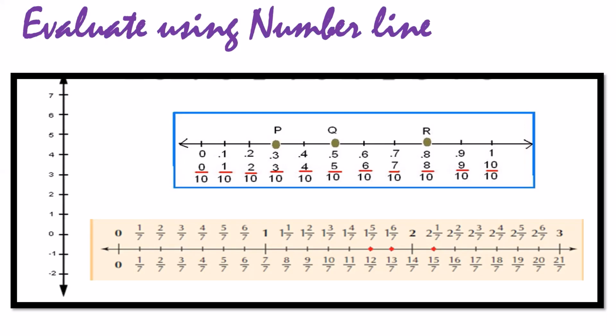Take, for instance, 1 is equivalent to 7/7. 2 is equivalent to 14/7. 3 is equivalent to 21/7. So, I also want you to understand, if we look at the vertical number line, horizontal number line on top, 1/10 is equivalent to 1/10. 2/10 is equivalent to 2/10. 3/10 is equivalent to 3/10.